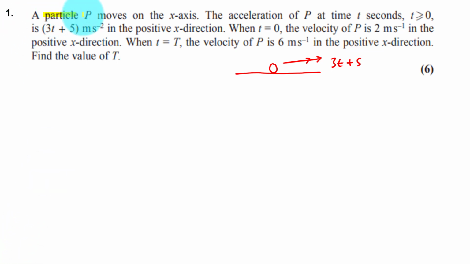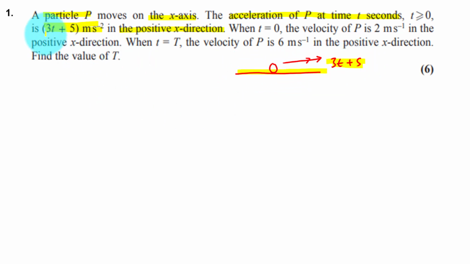So you've got a particle P, moves along the x-axis, that's horizontally. Now it's got an acceleration of P at time t seconds. And it's 3t plus 5 in the positive x direction. So this is indicated by this diagram here.